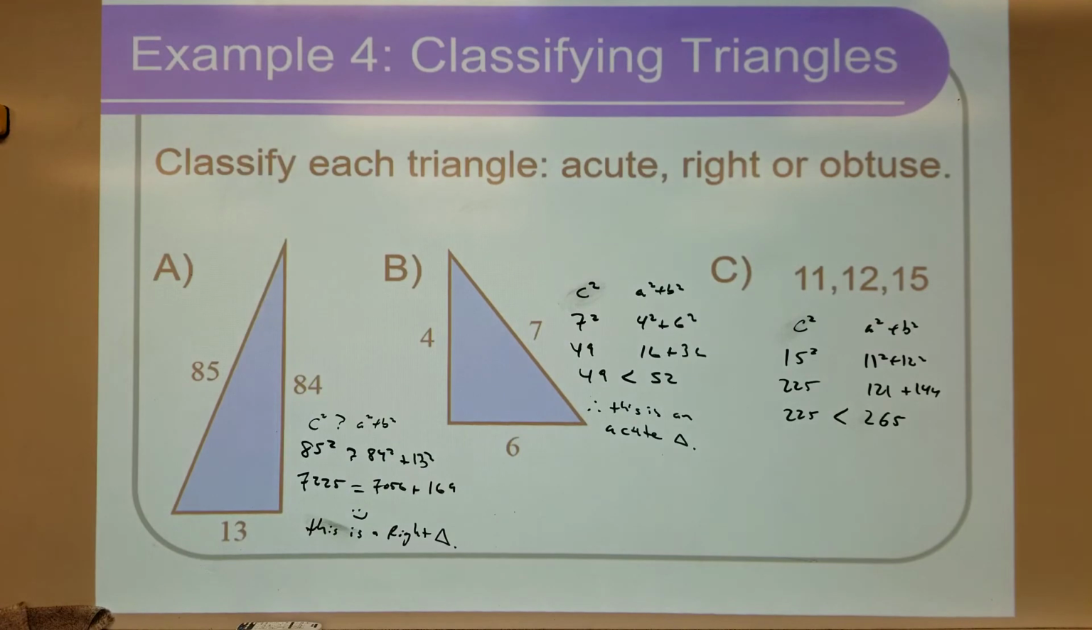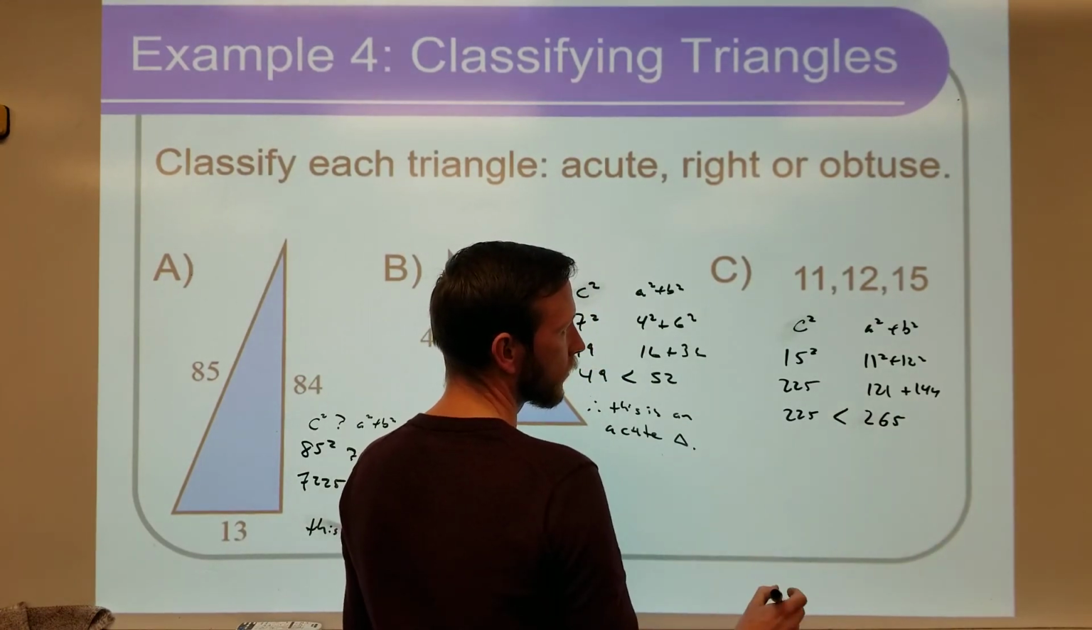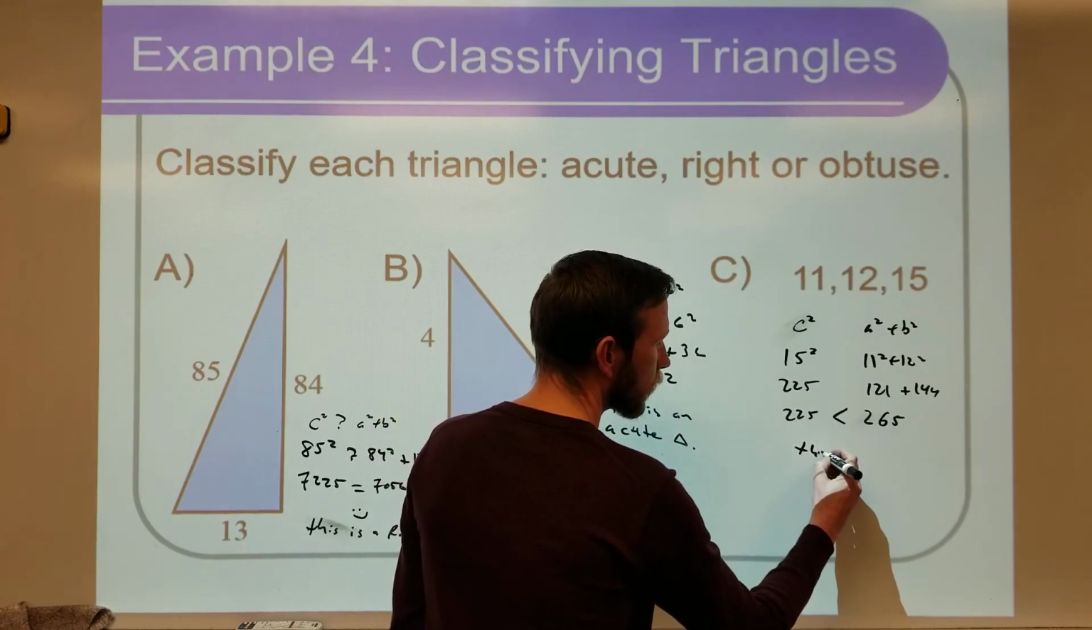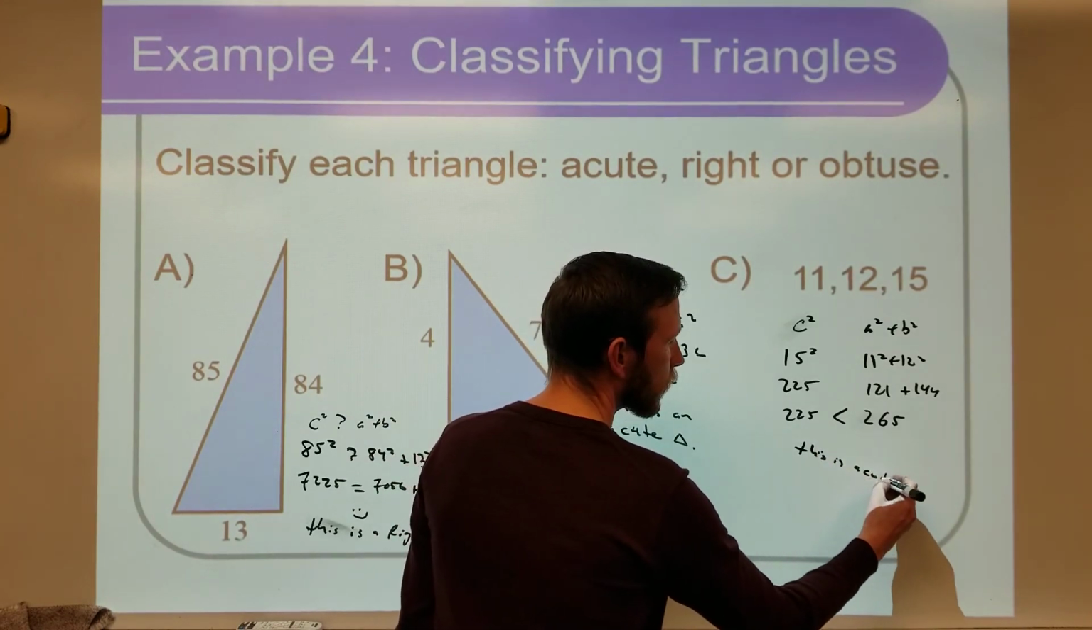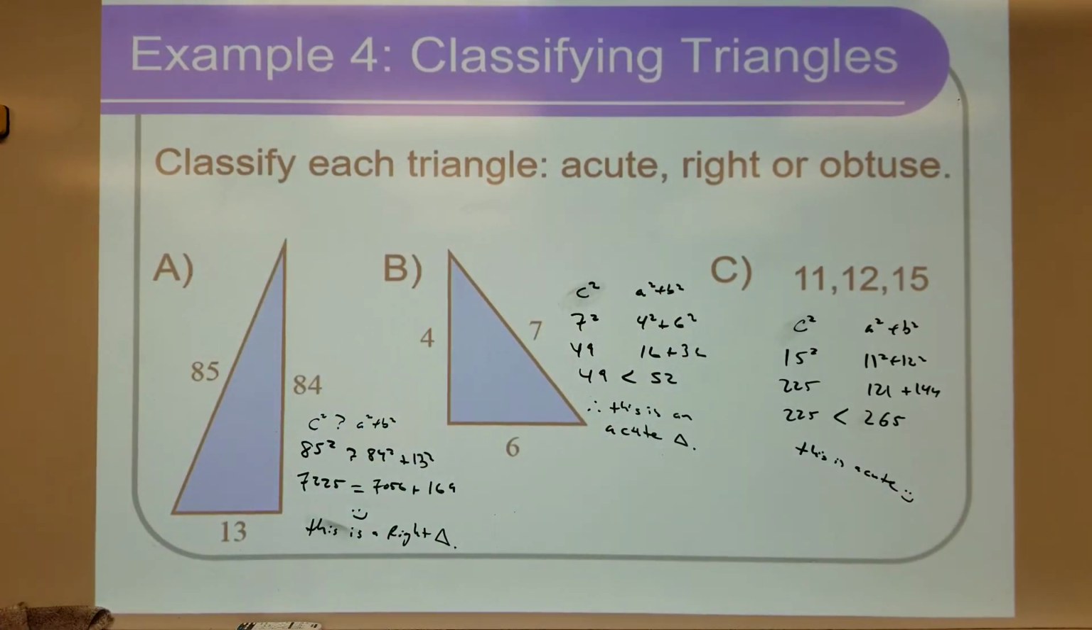Here we find out that when we do that summation, we end up with a sum that is bigger than the length of the longest side squared, and therefore we will say that this is acute. All right. Obviously, if c squared were greater than a squared plus b squared, we would end up with an obtuse triangle.